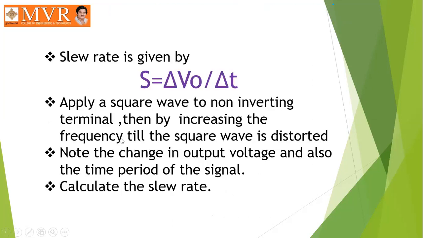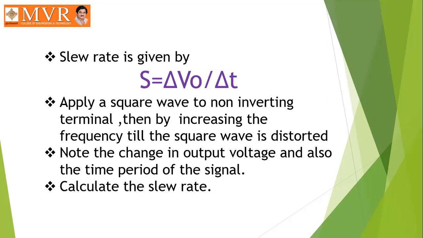Slew rate is given by the change in output voltage divided by the change in time period. By applying a square wave to the non-inverting terminal, we calculate the slew rate by increasing the frequency. We slightly increase the frequency of the input square wave that we have given, increasing it slowly.